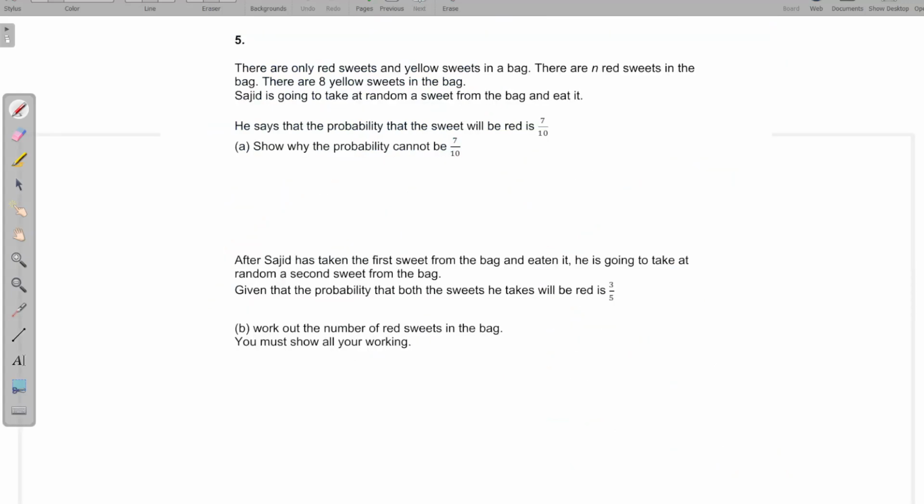Let's look at the next question. There are only red sweets and yellow sweets in the bag. There are n red sweets in the bag. There are 8 yellow sweets in the bag. So red and yellow: n sweets here, 8 yellow sweets there. Total is n plus 8. Sajid is going to take a random sweet from the bag and eat it. He says that the probability that the sweet will be red is 7 over 10. Show why the probability cannot be 7 over 10.